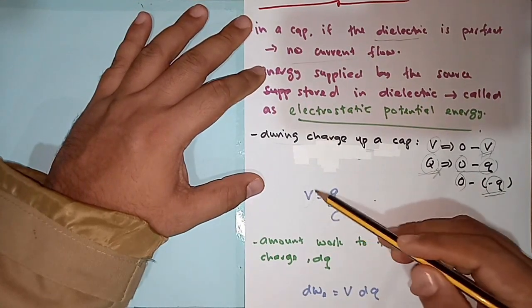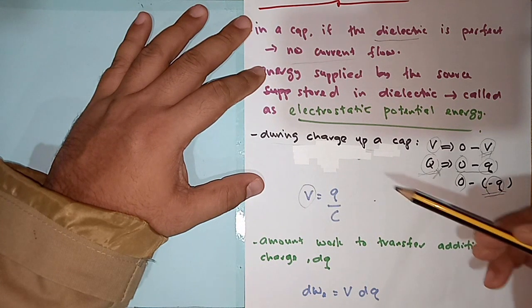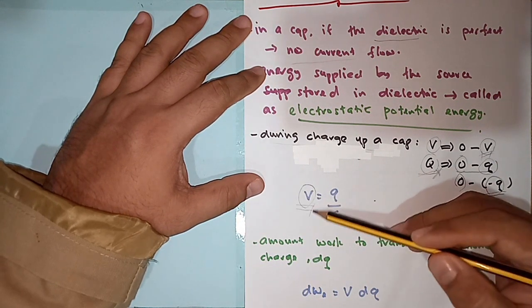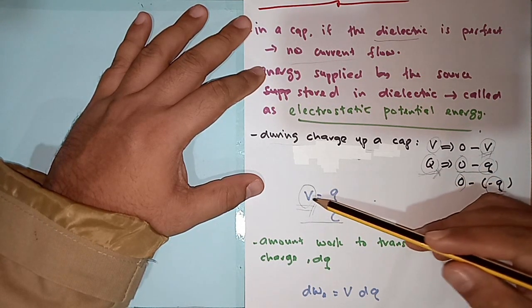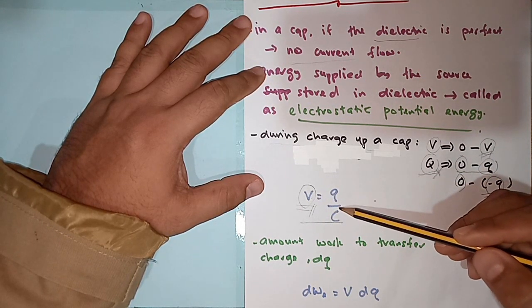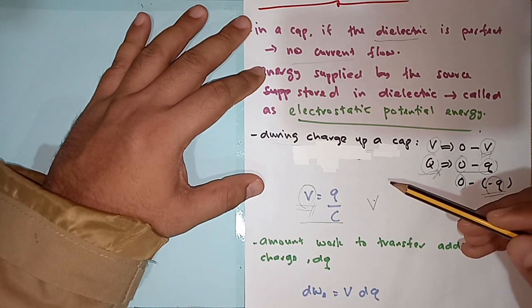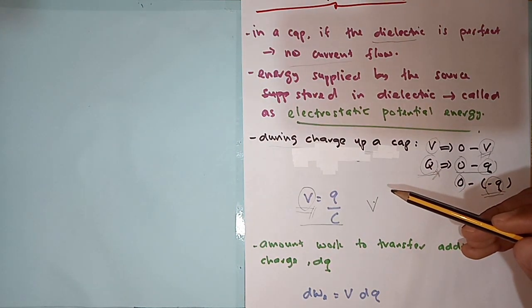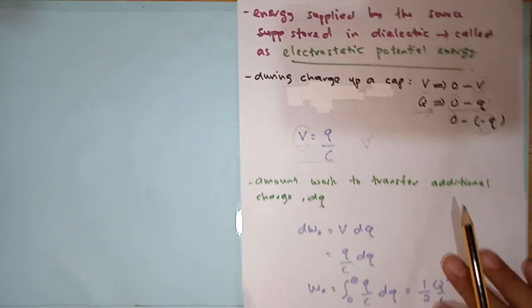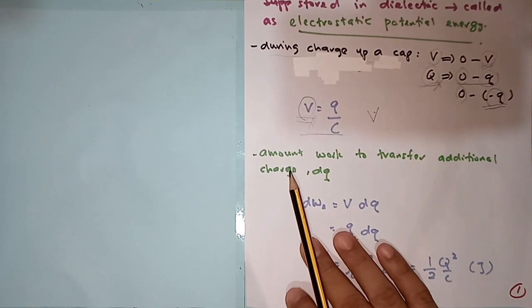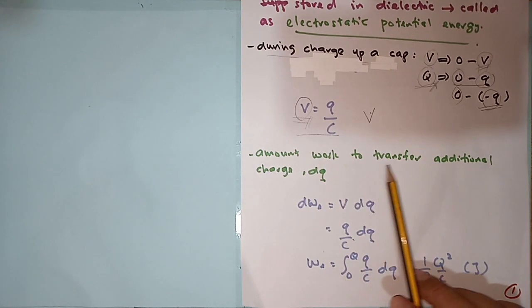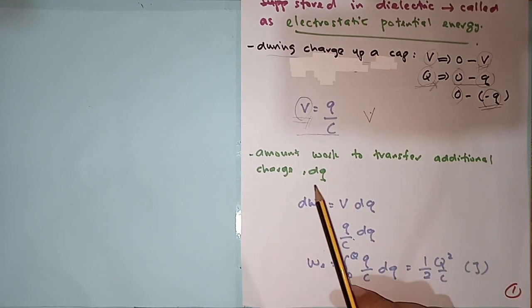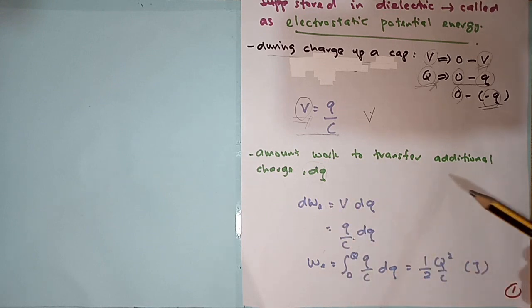The potential difference of the capacitor can be calculated by using this equation, where V is equal to Q divided by C, and the unit for this equation is volt. The amount of work that needs to be done in order to transfer an additional charge dq in any conductor can be calculated by using this equation.